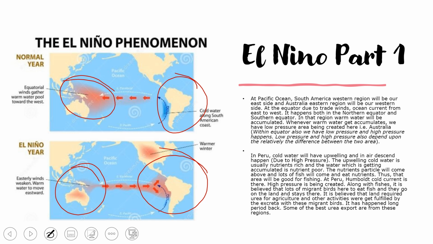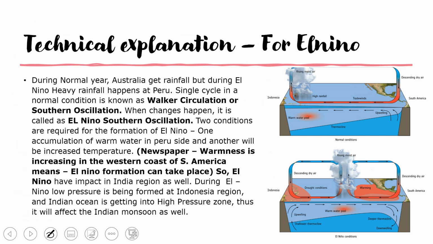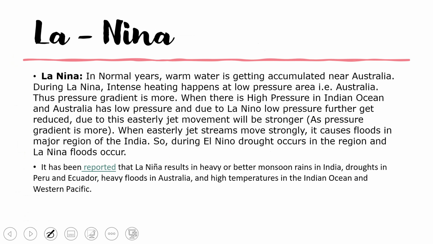But in La Nina, this one is the normal year condition, but the low pressure zone will be very intense, too much intense. That will create the formation of La Nina. So in normal years the water will get accumulated in the Australia region, but during La Nina intense heating happens at the low pressure at Australia. The pressure gradient force will be much more, like suppose in the normal year the low pressure number was 100, and the high pressure number in the Africa region is 500.